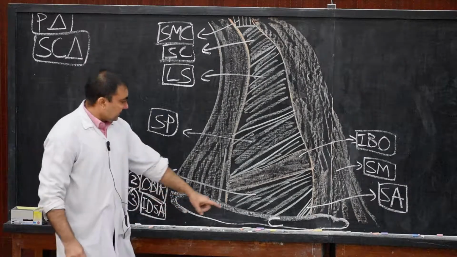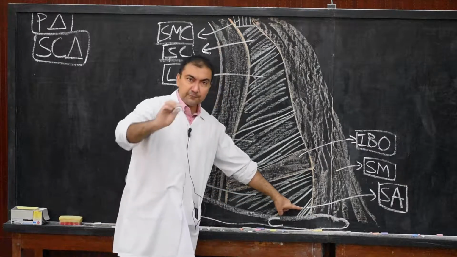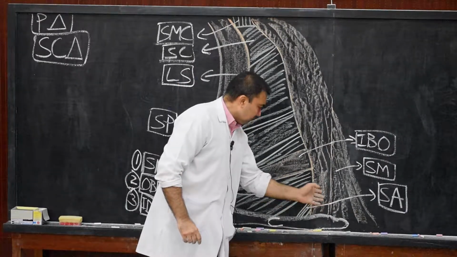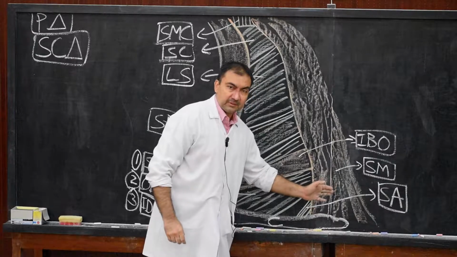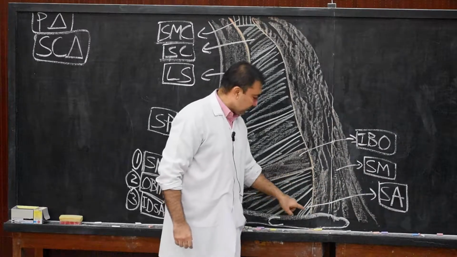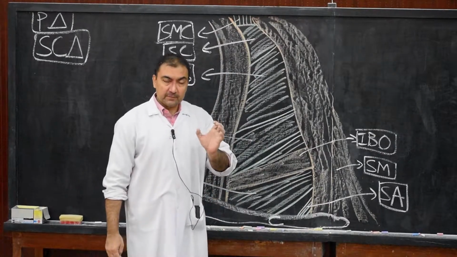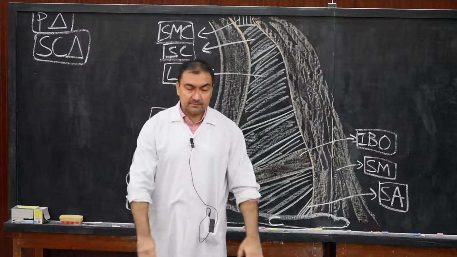Please note down once again, scalenus anterior does not form the floor, but if we retract the lowermost fibers of sternocleidomastoid medially, then and then we are able to see some of the fibers of scalenus anterior muscle. Note down this point. Now we come to the contents.